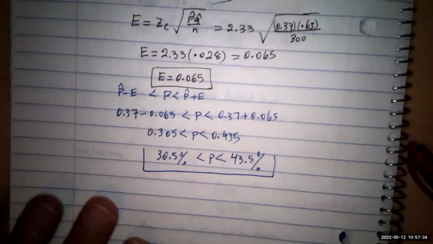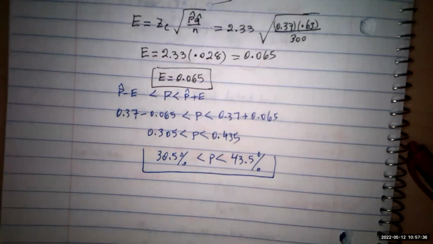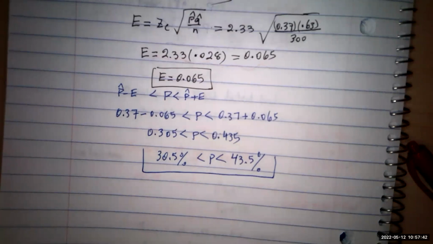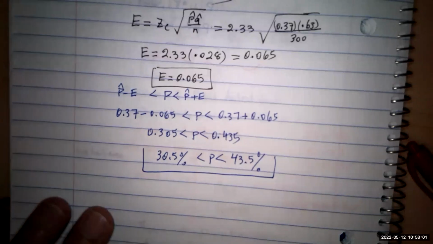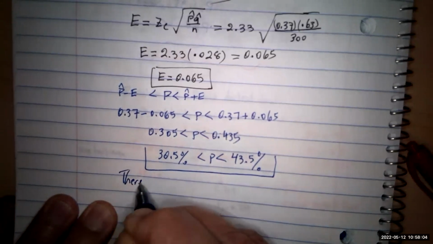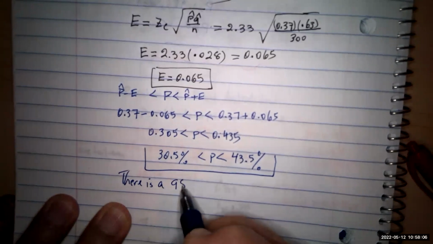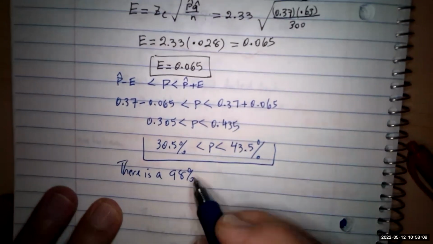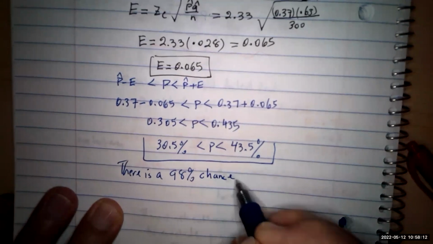Okay, so this is going to be the chance or the probability that you get the proportion. This means the proportion of those people who support the Republican candidates is going to be between 30.5% and 43.5%. And you have to make a comment. So the comment is, in this case, there is a 98% chance that this is the situation.